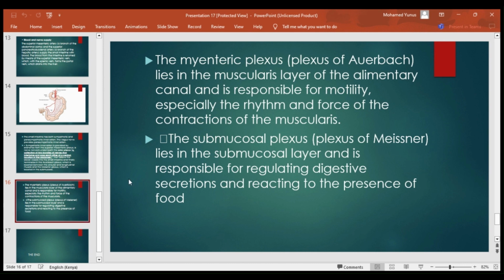In my next presentation, it will also be about the small intestine, specifically the contractions of the small intestine and how the food penetrates in the small intestine. Make sure you don't miss that.